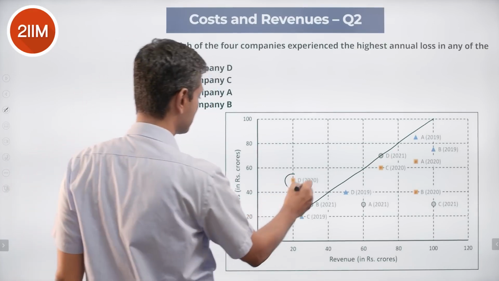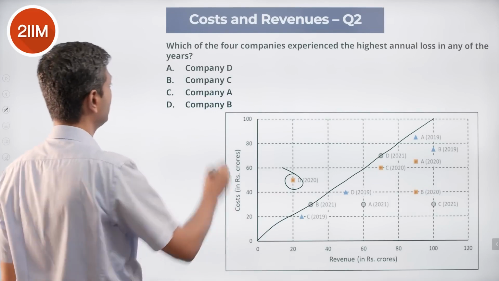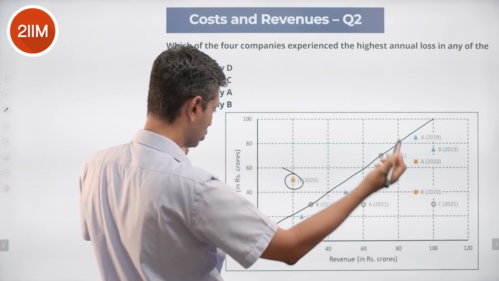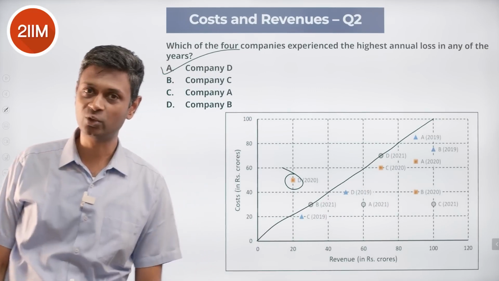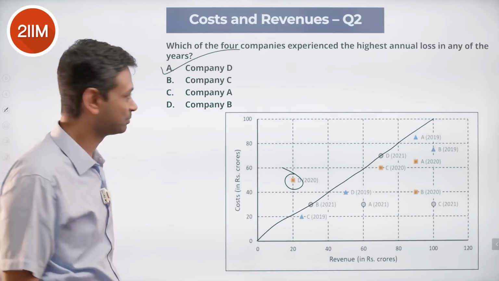D, this is loss making. 20 minus 50, 30. 30 units. Maybe it's crores. Yeah, 30 crore loss. Maybe it's a startup which is getting funded to the gills. So D is dead.